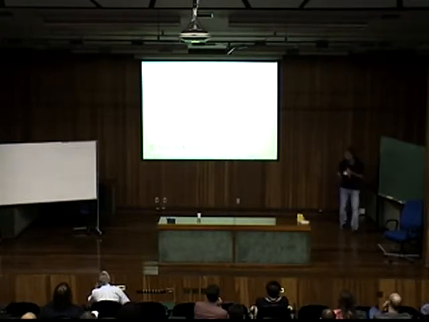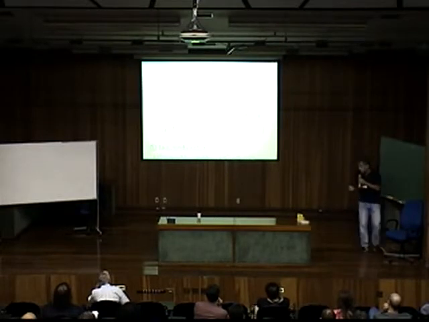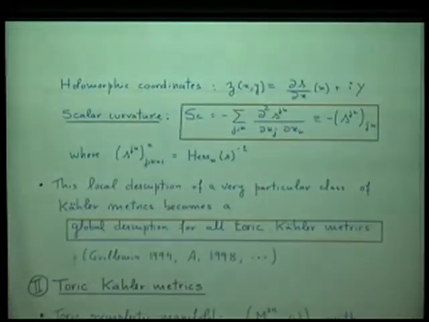Okay. So, if it has that form, the Hessian of a function, then, for example, the holomorphic coordinates are just this change of coordinates. The first derivatives of S will give you the holomorphic coordinates. And a particular thing that interests me is how the scalar curvature can be expressed in terms of that symplectic potential. And it has one nice form.